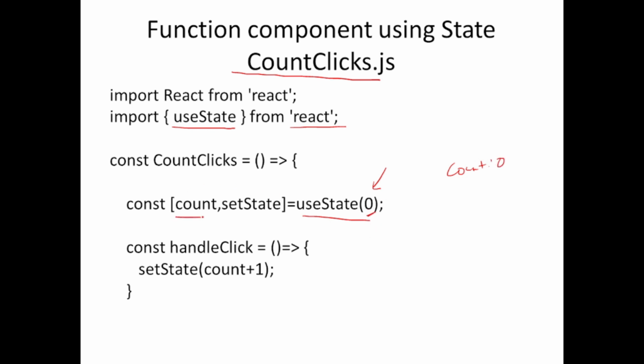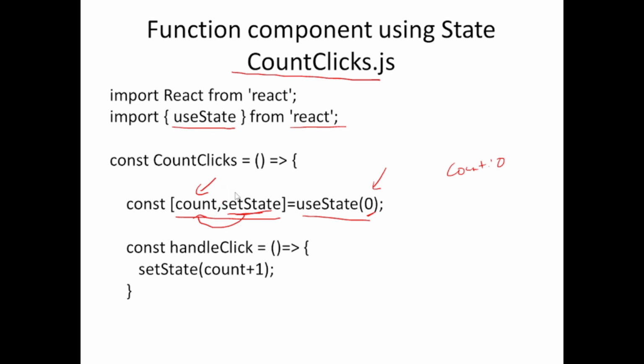And it returns two things. One is the state variable count, and setState is the method that's used for manipulating this state variable. So in our class components, we have seen the use of setState method. Here we are given the same name. Actually, we can give any name for this method here, but we are given setState. What is the use of setState? It will manipulate this count variable.